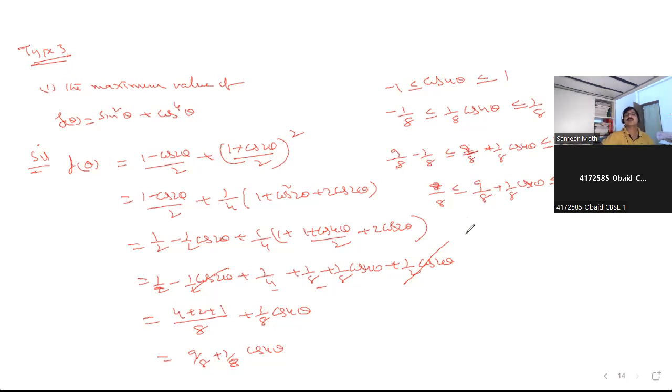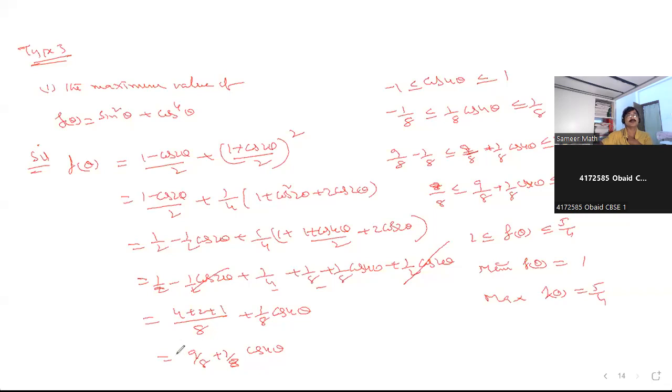So what is your answer here? This total is f of theta, less than 5 by 4. So the minimum value of f of theta is 1, and the max value of f of theta is 5. Like this, we are going to get the values. Okay, anybody have any doubt?